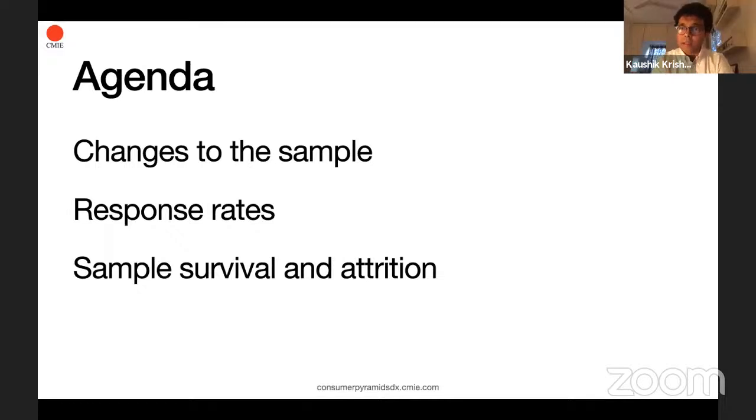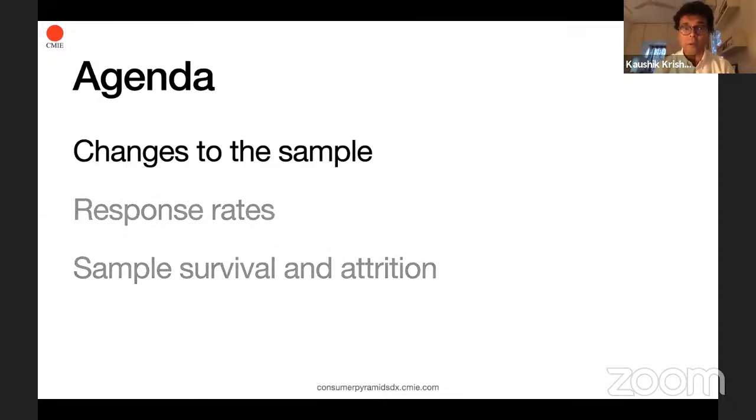There are three parts to today's talk. The first part is to describe to you all the changes to the sample. The second part is to describe how response rates have changed across waves. And then finally, having understood changes to the sample and changes to response rates, to tell you about sample survival and sample attrition.